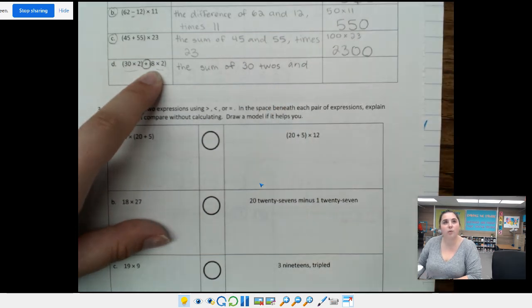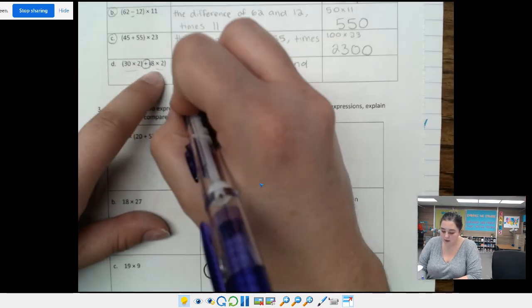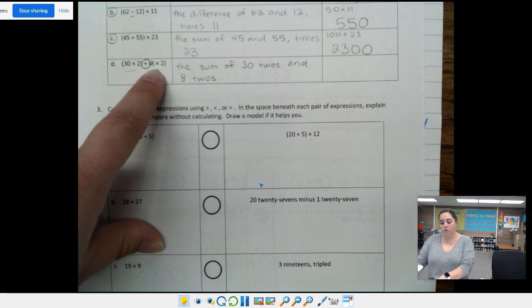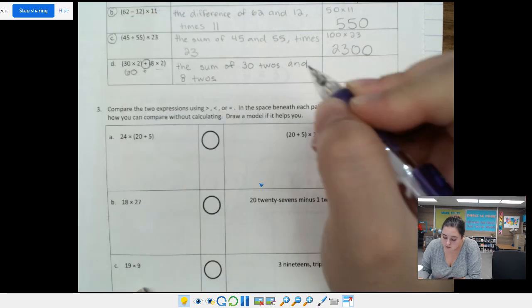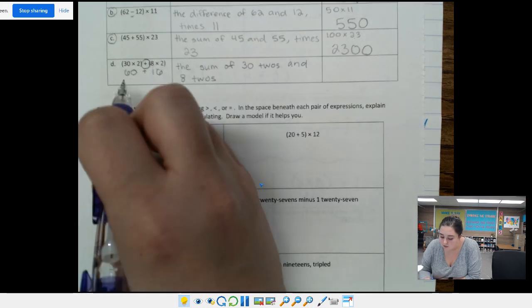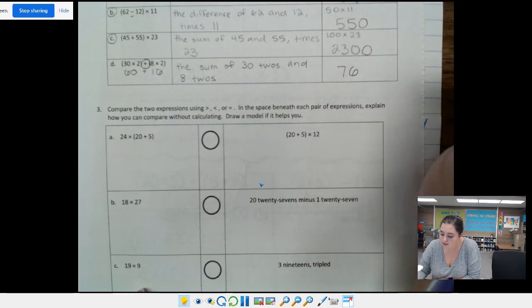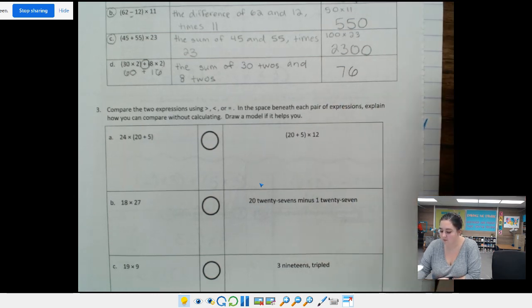And what's the other thing we're adding to that? I'm going to say 8 2s. Again, you could say 2 8s, the product of 8 and 2, or 8 times 2. Any of those would work. Okay, now we just need to solve. 30 times 2 would be 60. 8 times 2 would be 16. So 60 plus 16 would be 76. All right, there we go.